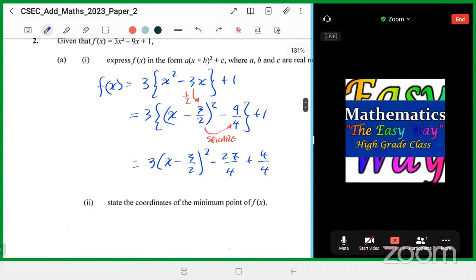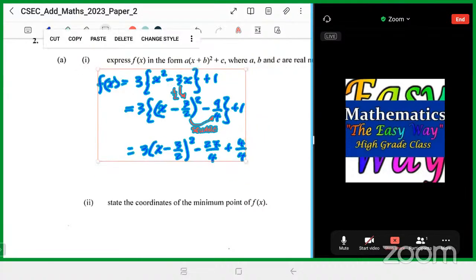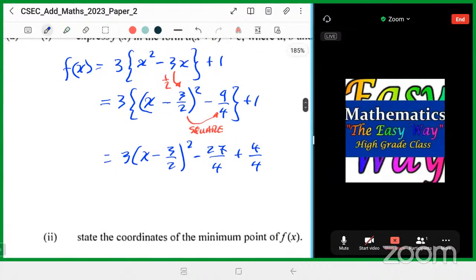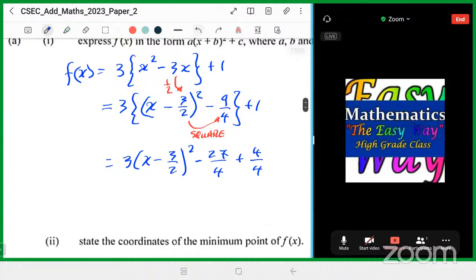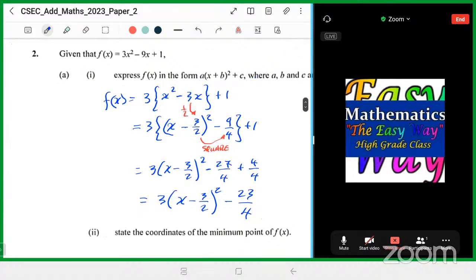I run out of space, so let me just make this a little bit smaller and zoom in. And then I'm going to add these, which is essentially 4 minus 27, which is negative 23. So it's 3 into x minus 3 over 2 squared, minus 23 over 4. And that is it. I've written it in that form, which is a vertex form.